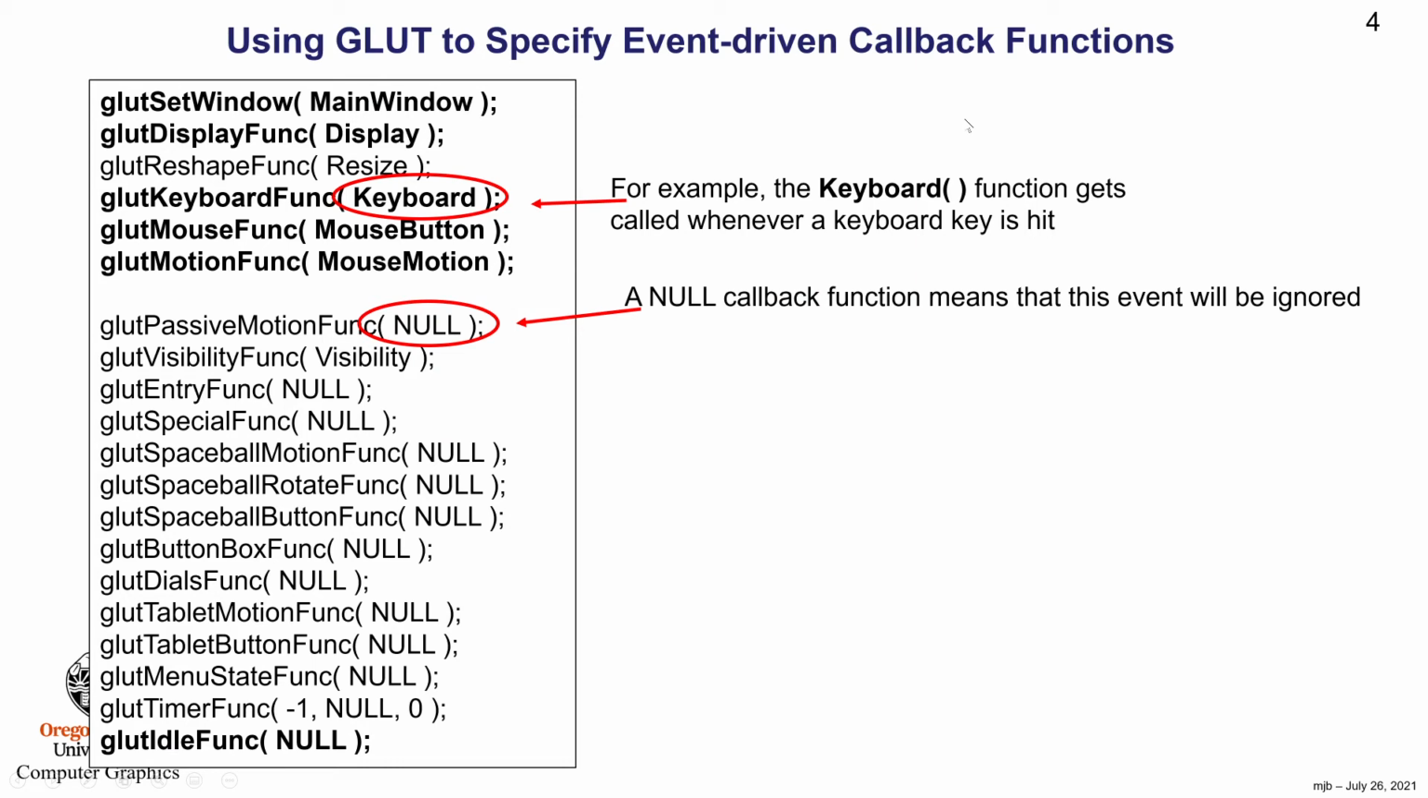Okay, also in the init graphics function, you will see the event-driven callback functions. So anytime the display needs to be redrawn, that's the function to call. Anytime somebody hits the keyboard, that's the function to call to go get the key. Anytime a mouse button goes up or down, call this function. Anytime the mouse moves, call this function. There's a whole bunch of functions there that we're not using, and you can just set their callback functions to null, or by default, they're set to null. And this idle function we will use, so we're just not using it right now.